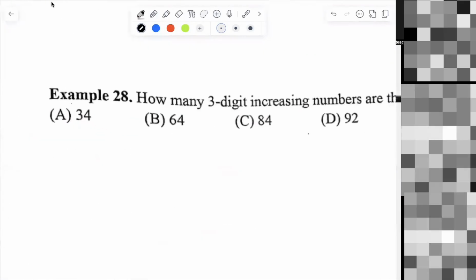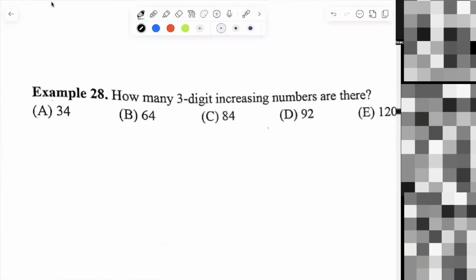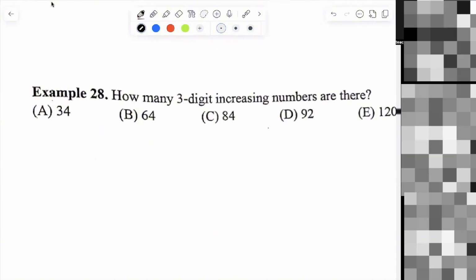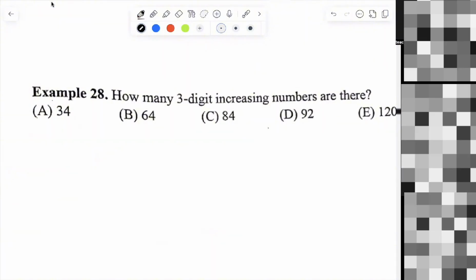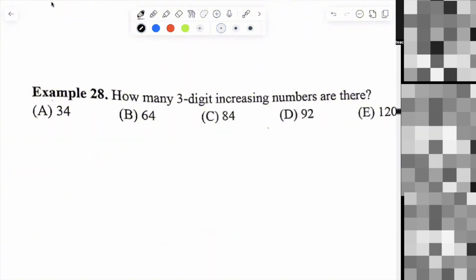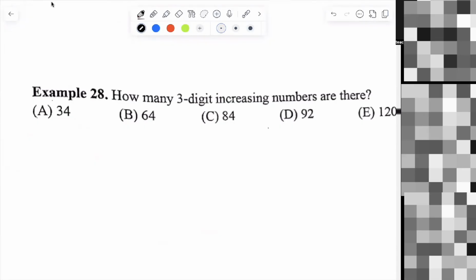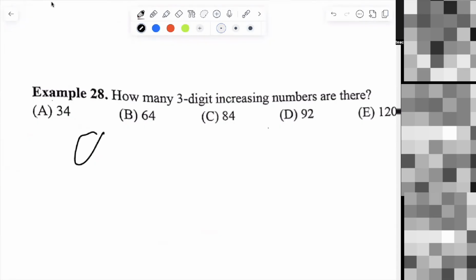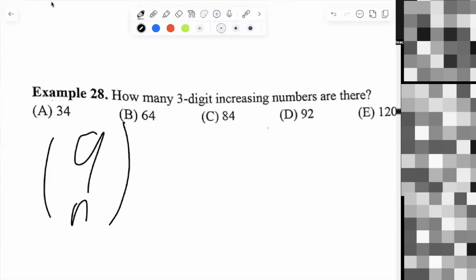Now let's move on to example 28. How many three-digit increasing numbers are there? Now this is different from the decreasing. For the increasing, obviously you can't have 0 as the first digit. So from there, there's only 9 possible digits we can start with. And it's just 9 choose n.